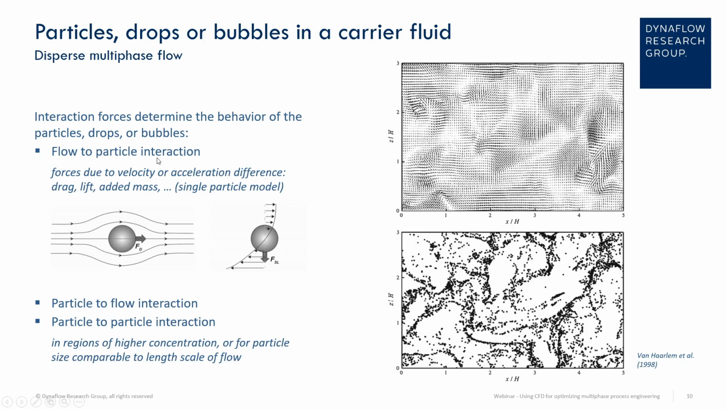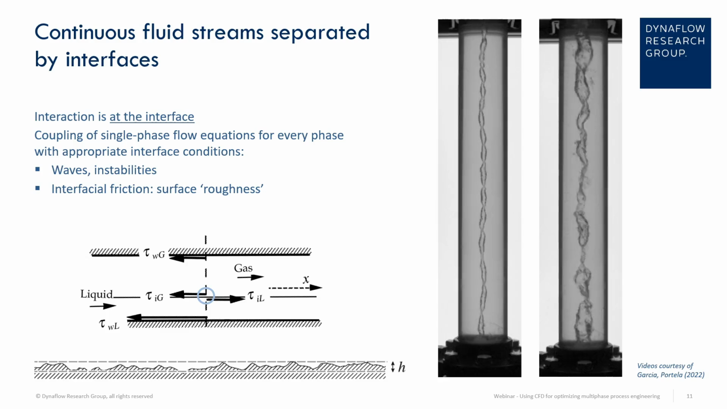Flow-to-particle interactions are almost always analyzed. These other effects are more difficult, might not be at play, but even if they are, a CFD simulation often starts with only considering flow-to-particle interactions and not the two-way mechanism. At the other end of the spectrum, you have separated multiphase flow, where each of the phases occupies a distinct region in space, for which you basically solve the single-phase flow equations, and then you couple them together with an appropriate interface condition.